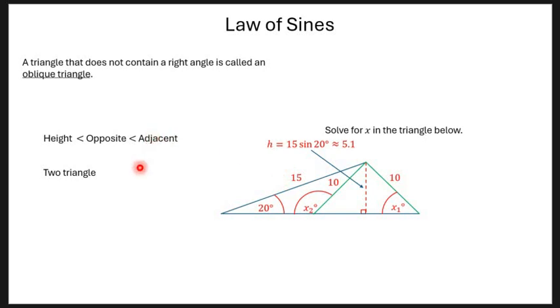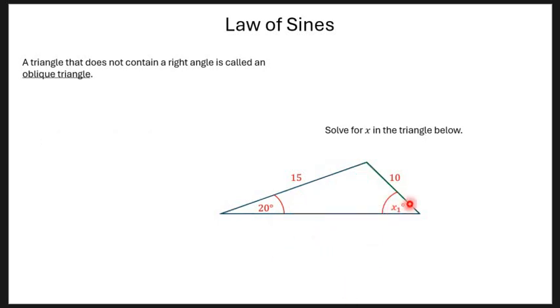So in the case where the opposite side, which in this case is 10, is between the height, so it's long enough to connect, and the adjacent side, not only can it connect, but it can connect in two different ways, and you get two different triangles. So we're going to find both of these angles, x1 degrees and x2 degrees. Let's find x1 first. The same way we found it before, we're going to use the law of sines.